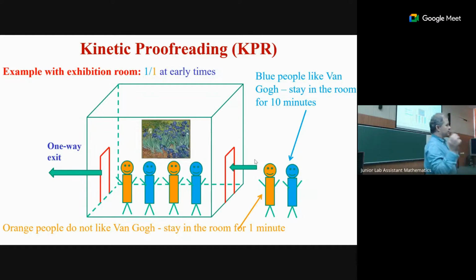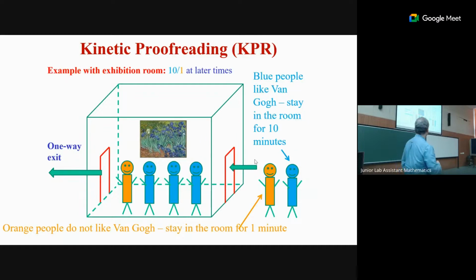And let's say 50% of students like Van Gogh, 50% of students do not like Van Gogh. And the administration said the rule is, if you like Van Gogh, you can stay 10 minutes in the room where this painting is. If you don't like it, 1 minute. So the blue people like Van Gogh, orange do not like. And you have room, people enter, exit.